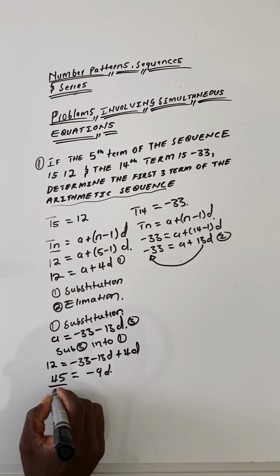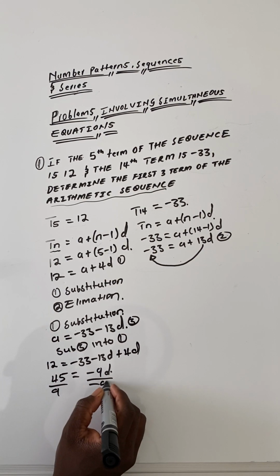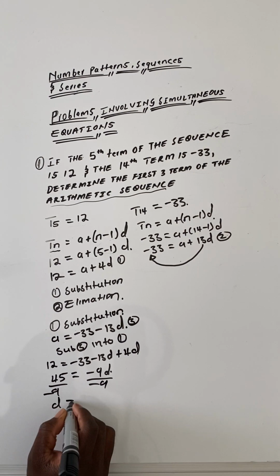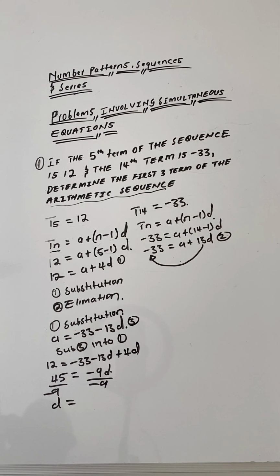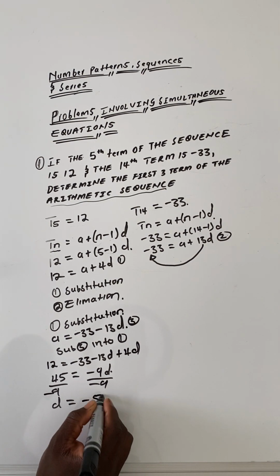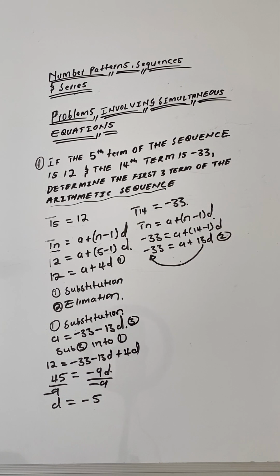So we divide both sides by negative 9 because we're actually looking for d. When we do that, we'll find that d is equal to negative 5, because you can see there's a negative there. So we've already solved for d.